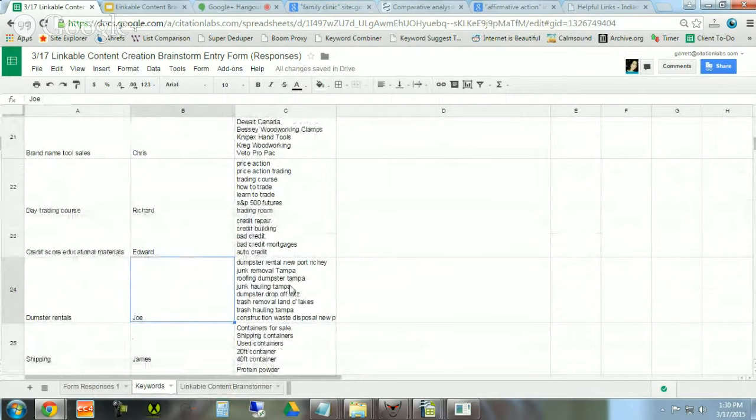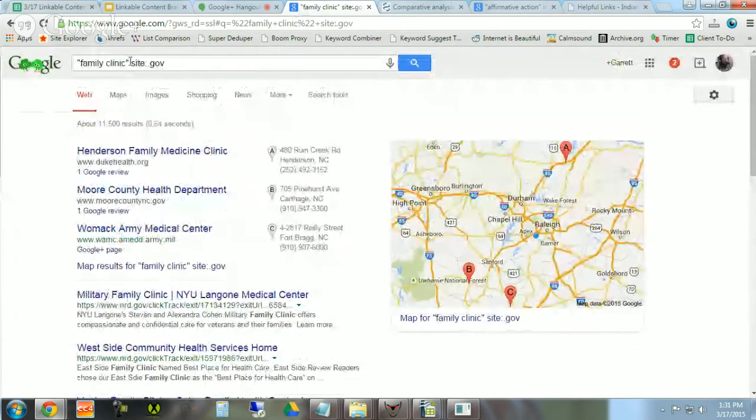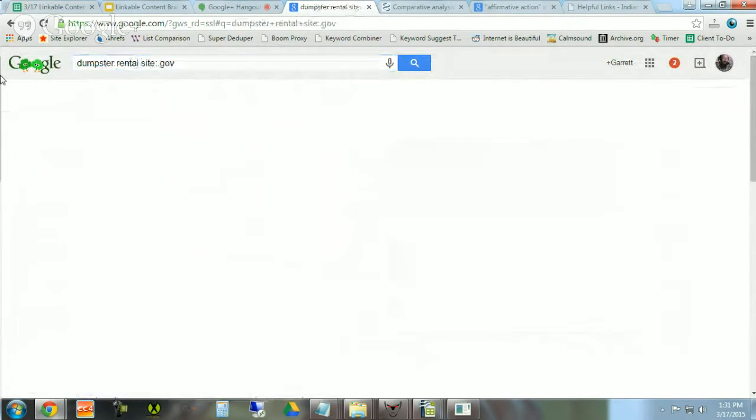Okay, we've got dumpster rental Newport, junk removal, roofing dumpster. So number one, we've got to remove all the city-specific stuff. So we're going to go right into dumpster rental. I'm going to take out the quotes for now. We should have done that for family clinic too, just to see what comes back. Dumpster rental.